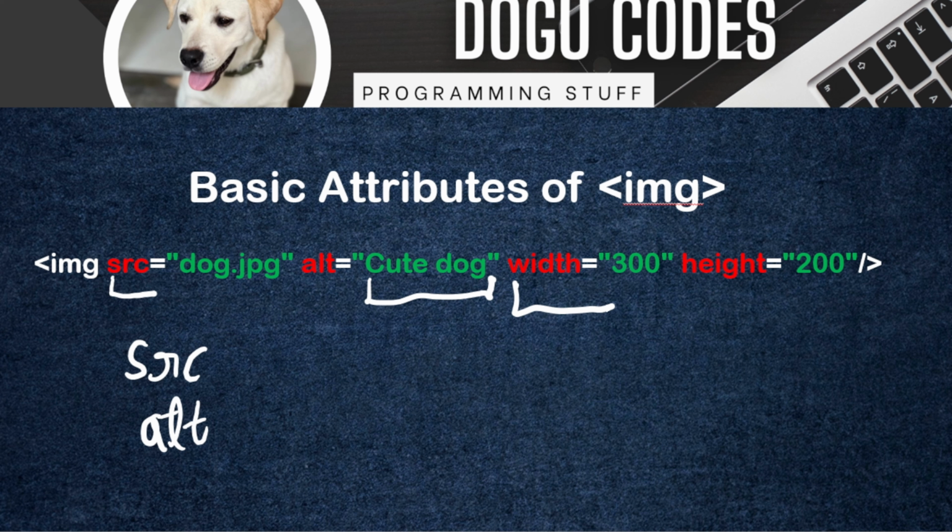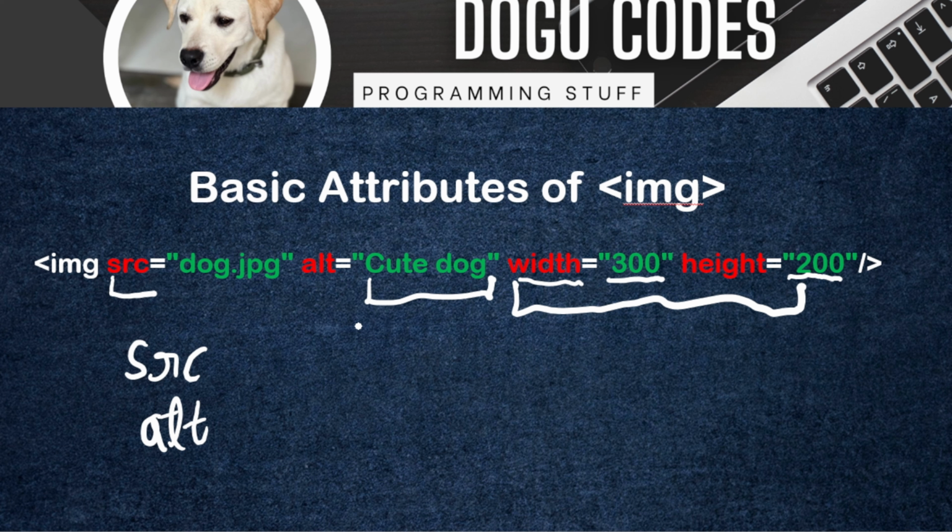And then there are the width and height attributes. These are a kind of CSS attributes, but we can also use them in HTML as inline CSS, and in image tags we usually use them in the HTML file. This width attribute defines the width of the image, and this height attribute defines the height of the image.